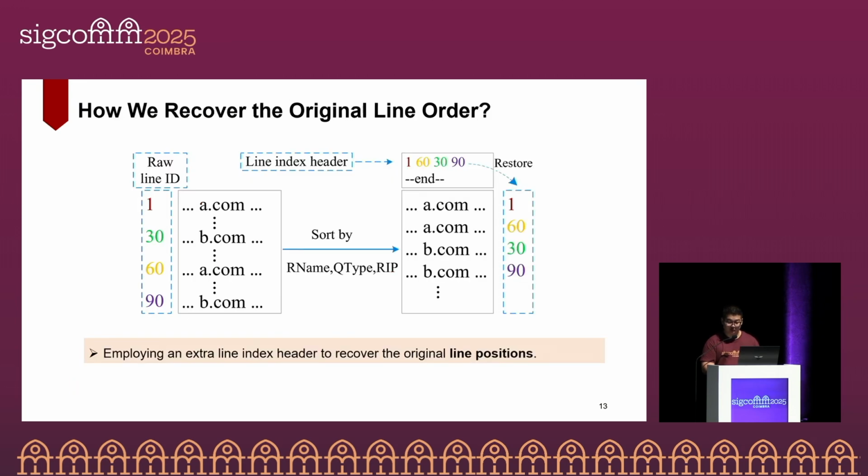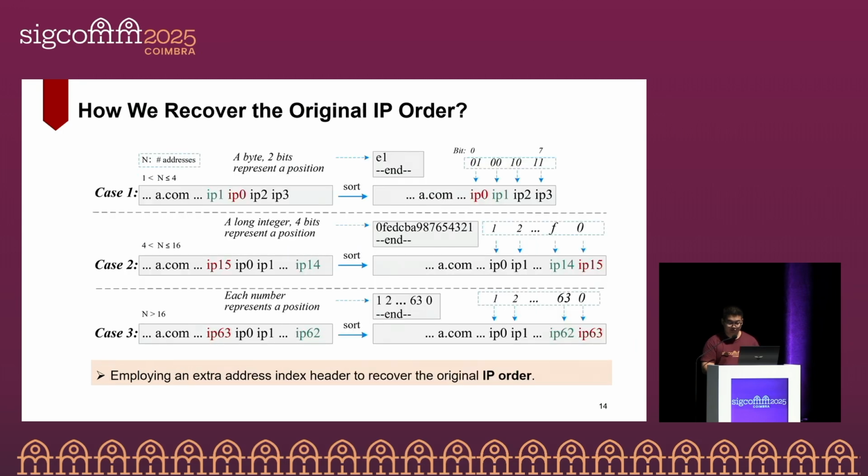Sorting logs changes their original log order, which means we lost the line sequence. But since we want lossless compression, we need a way to restore the original order when decompressing. To do this, we add a line index header that records the original line numbers, as you see in the figure. During decompression, we use the index values to reorder the sorted log entries back to their original sequence. This ensures the logs are fully restored, exactly as before.